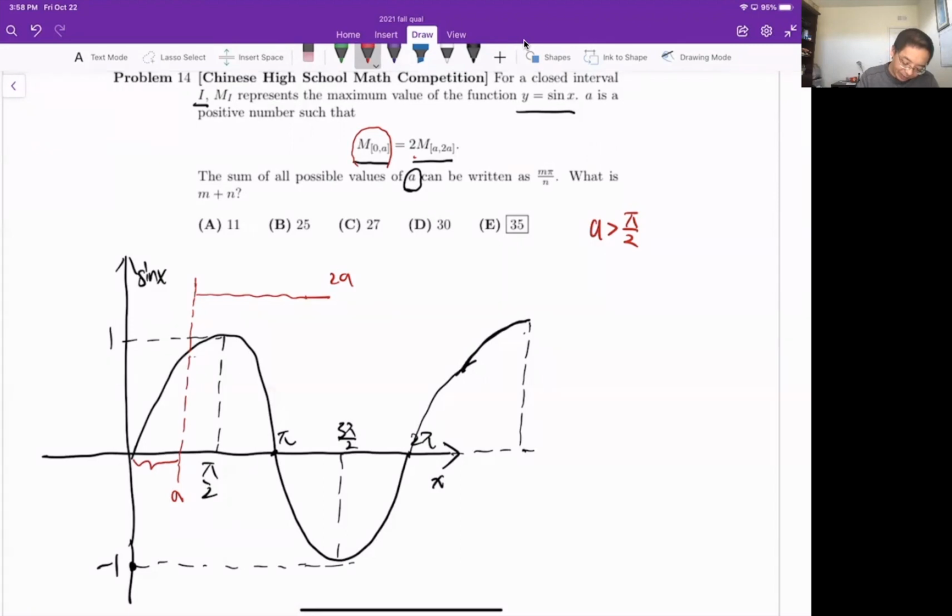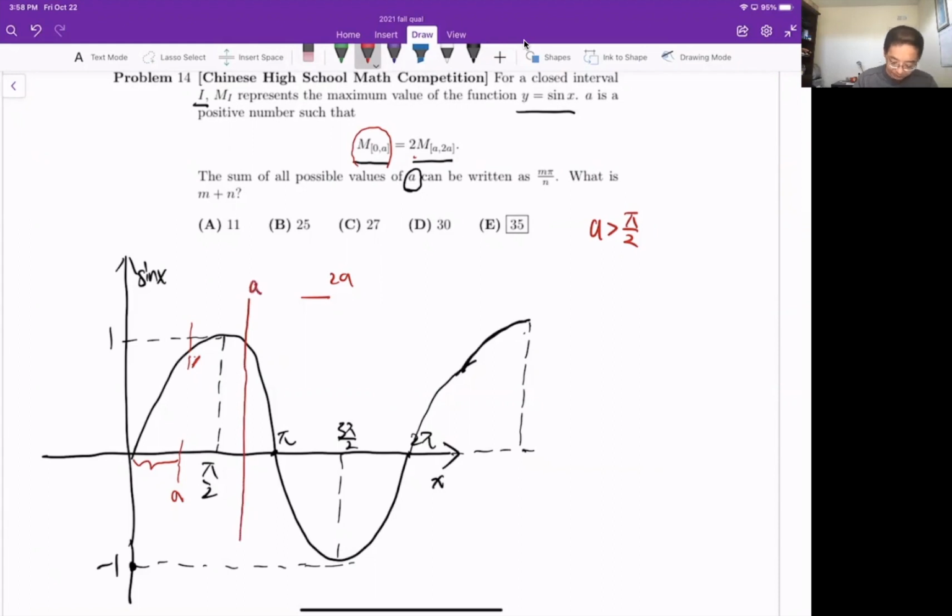But you see, if A is before pi over 2, the function is going up, right? So after A, it gets larger. Therefore, the maximum from 0 to A cannot be twice the maximum from A to 2A. All right, so we get that it has to be bigger than pi over 2. Let's say it's right here. Okay, so this is one option.